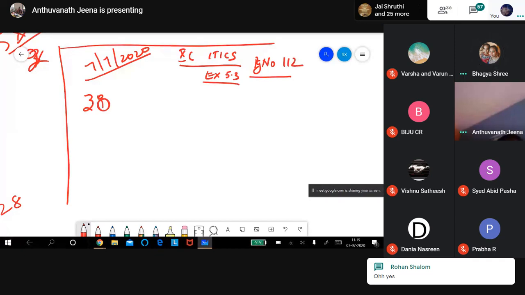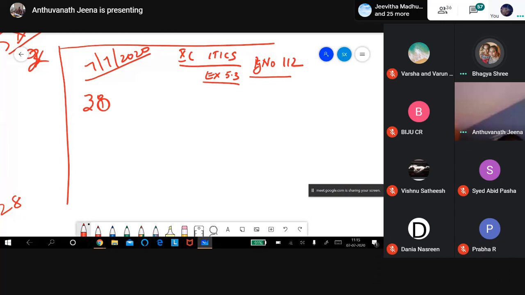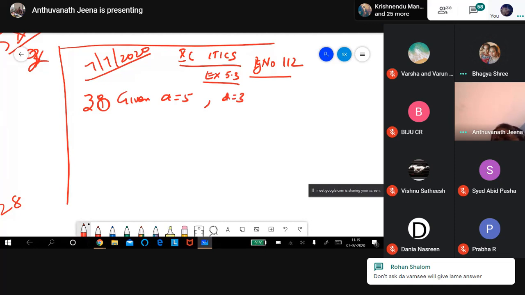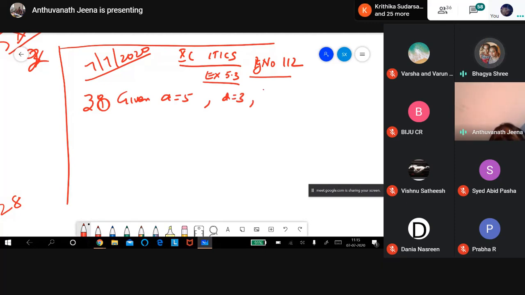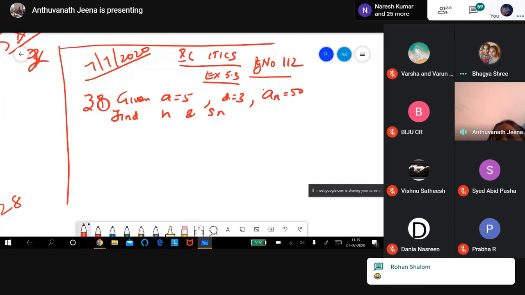Given A is equal to 5, B is equal to 3, AN is equal to 50, find N and SN. Very good. Now I want the formulas.